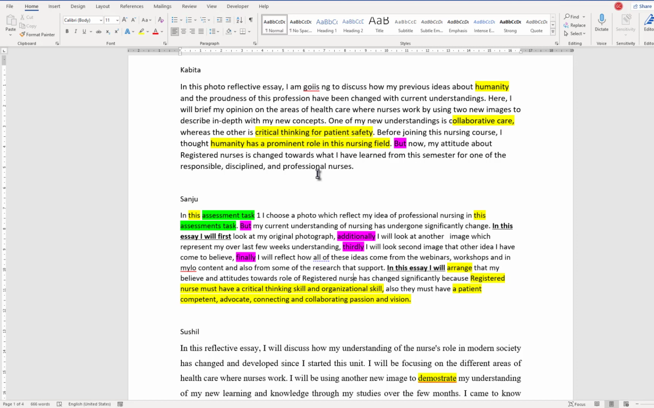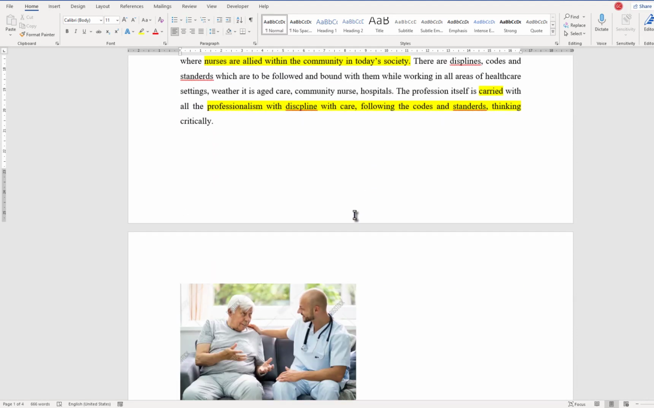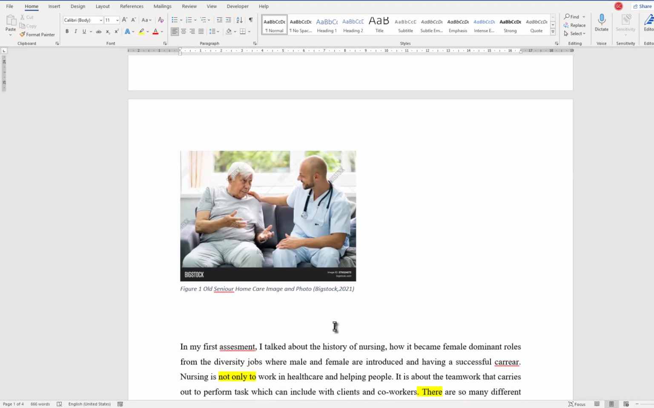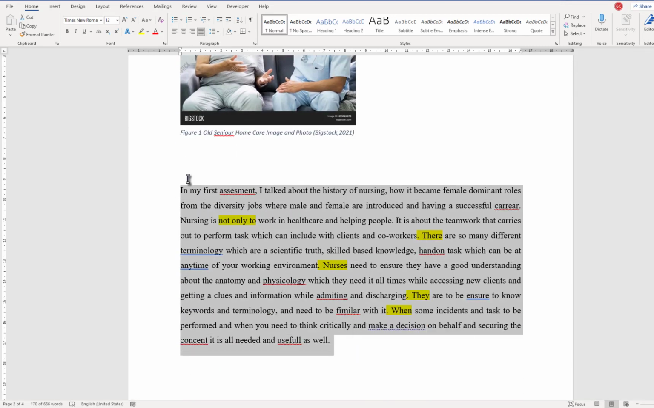So go back to the beginning and think about your introduction. And once you've got your introduction right, the body of the essay should fall into place very quickly. And don't forget, here's one of Sushil's body paragraphs. There's no topic sentence, there's no clear topic, and the sentences don't connect together in any way. Full stop, full stop, full stop, full stop, full stop. No explanation, no connection, no flow of ideas.